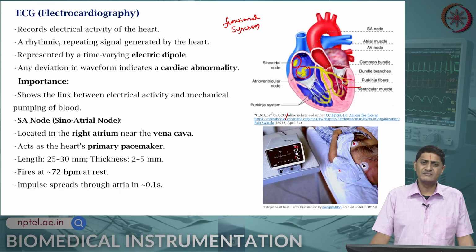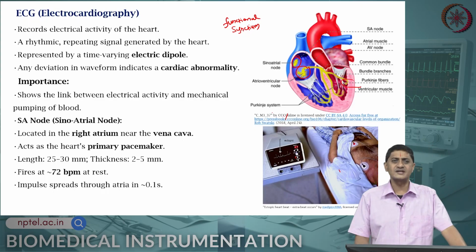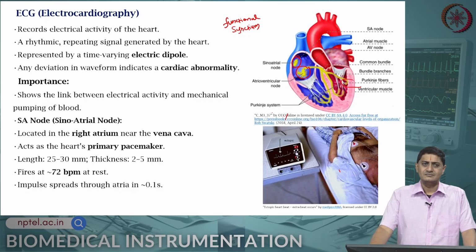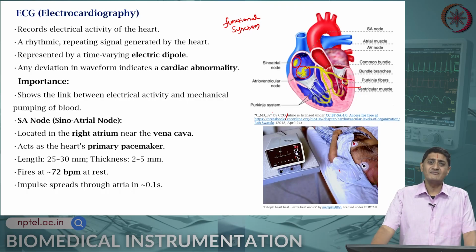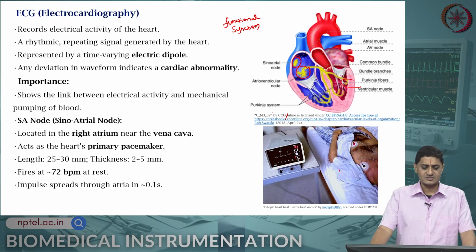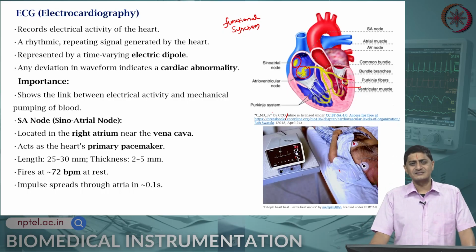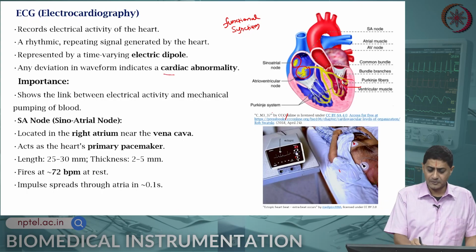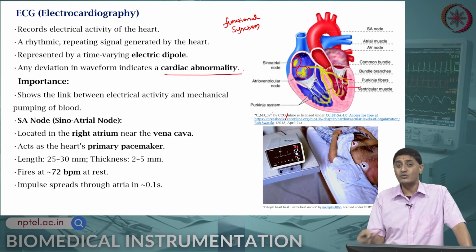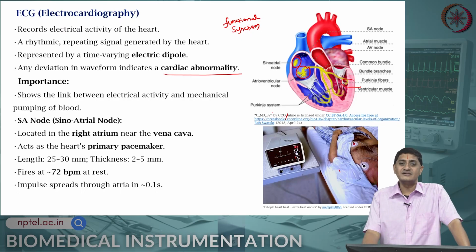And when you measure it from outside, this can be represented as a time varying electric dipole. So, any deviation from the expected waveform essentially indicates a cardiac abnormality. So, this is how we measure, we detect, we diagnose the health of the cardiac tissue.